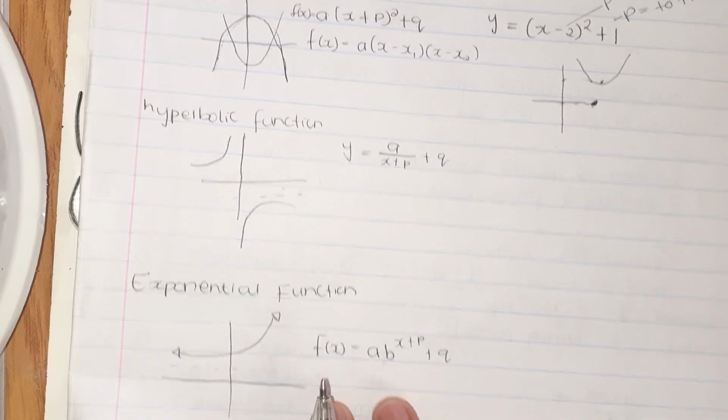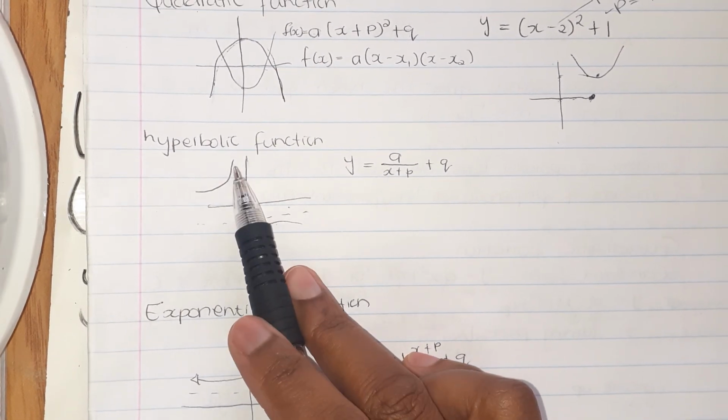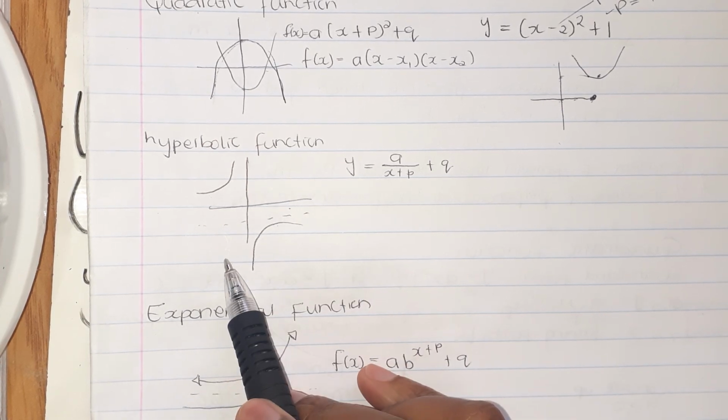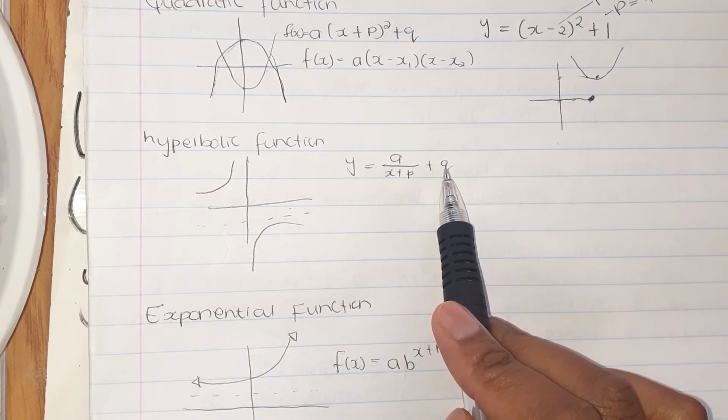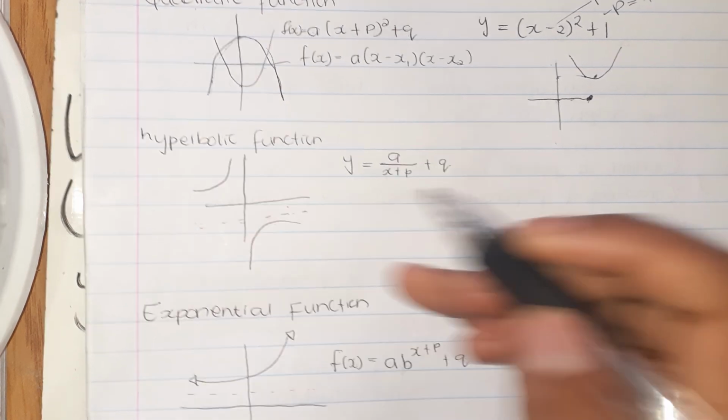And then let's talk about the hyperbola. So a hyperbola is the one that cuts here or here. It can be this side or this side. So the q is the y asymptote. So we will have the asymptote here.